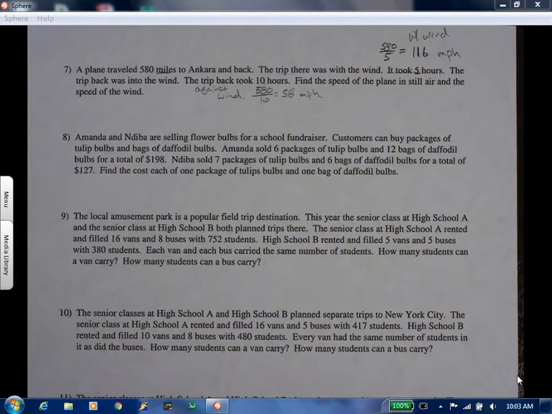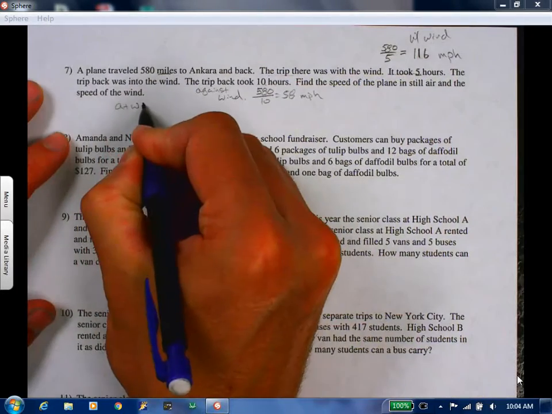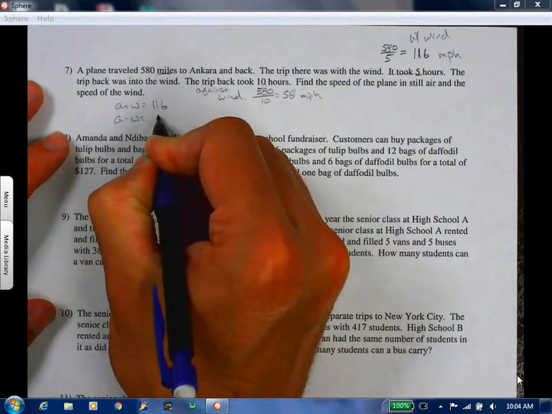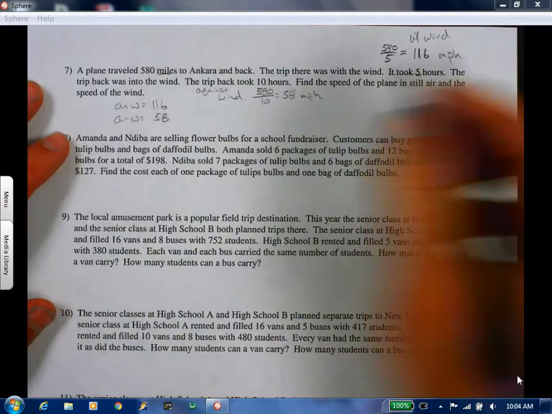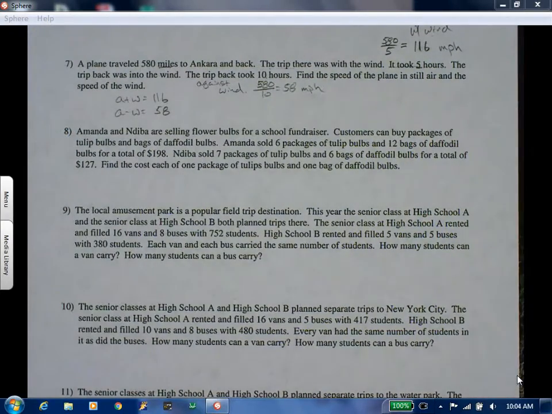$87. 87.29. Yeah. You just use the image. Yeah. And then you just fill it out like the other day. Should be A plus W equals 116. A minus W equals 58.